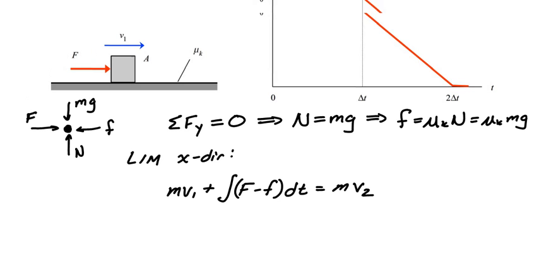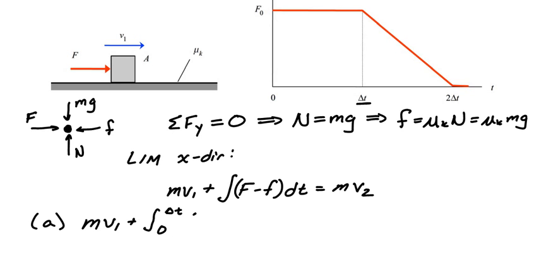Now, in this case, we know that the force profile changes at a time delta t, and so if we're looking at parts A and B of this problem, we're basically looking at the parts where this applied force changes its form. So if I look at part A, where we're only interested in the interval from time 0 to delta t, I'm going to have that m v1 plus the integral from time 0 to delta t of the applied force F, which over this interval is simply F naught, minus the friction force, which we said was mu k times m times g, times dt is going to equal m v2.